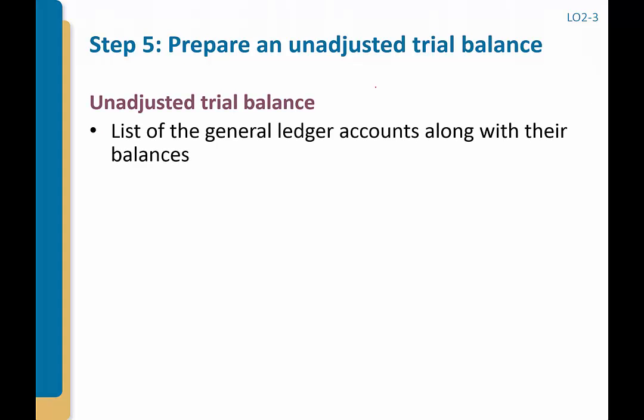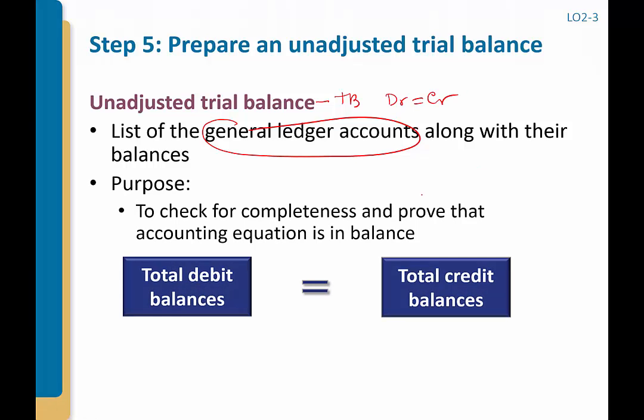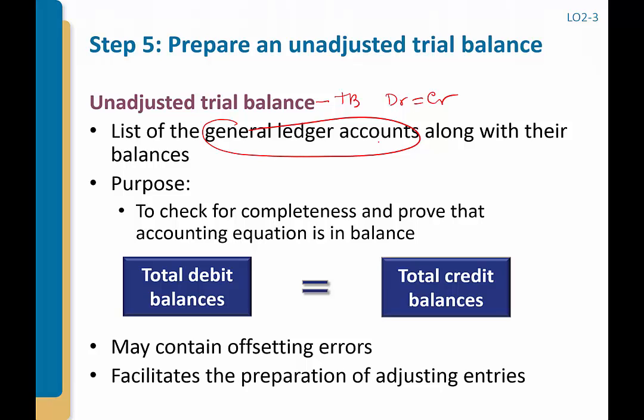So once we have a listing of all of our general ledger accounts with their balances, we have an unadjusted trial balance. Now remember, the trial balance lists all of your accounts and their balances, so the debits equal the credits. And that's where you can check if everything is correct. If your debits don't equal your credits, then you might have a one-sided entry or a topside entry. So you want to make sure that you look at that prior to continuing.